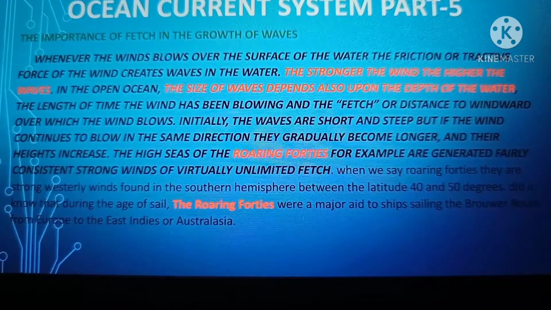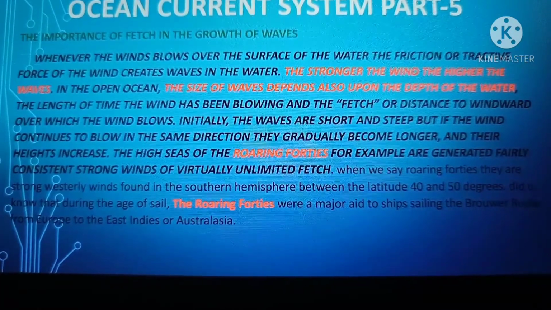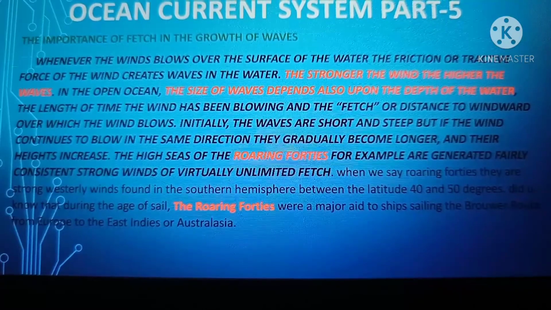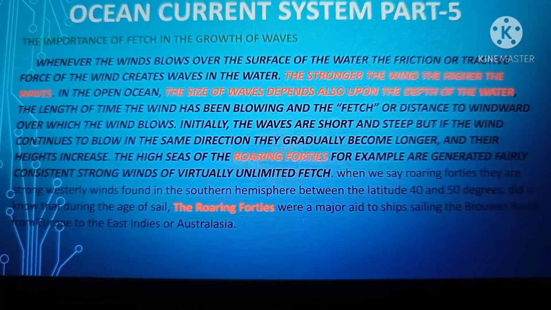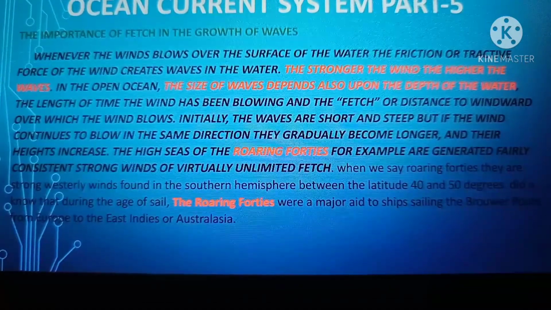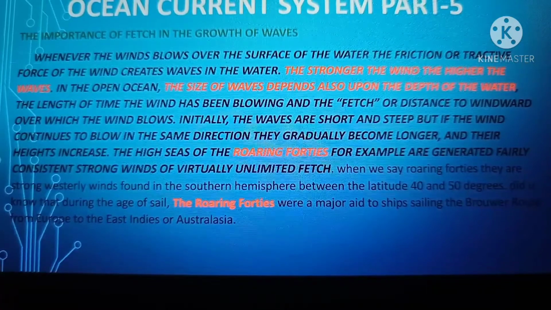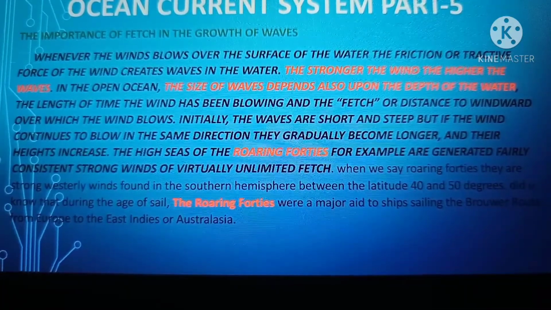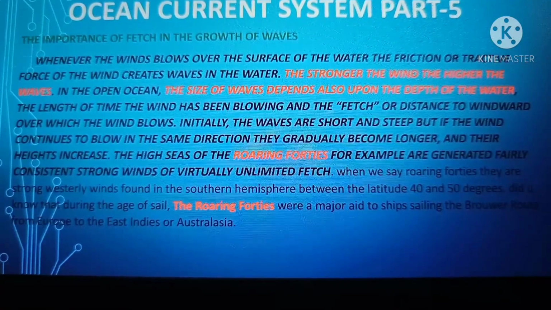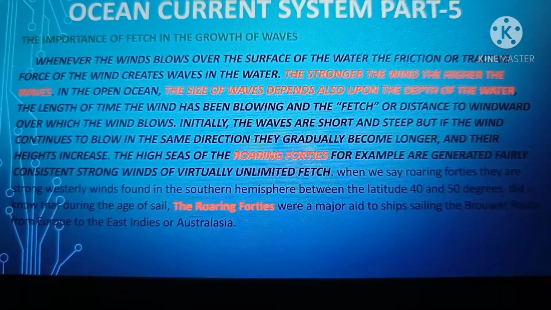In the open ocean, the size of waves also depends upon the depth of the water, the length of time the wind has been blowing, and the fetch, or distance to windward over which the wind blows. Initially the waves are short and steep, but if the wind continues to blow in the same direction, they gradually become longer and their heights increase. The high seas of the roaring forties, for example, are generated by fairly consistent strong winds of virtually unlimited fetch.